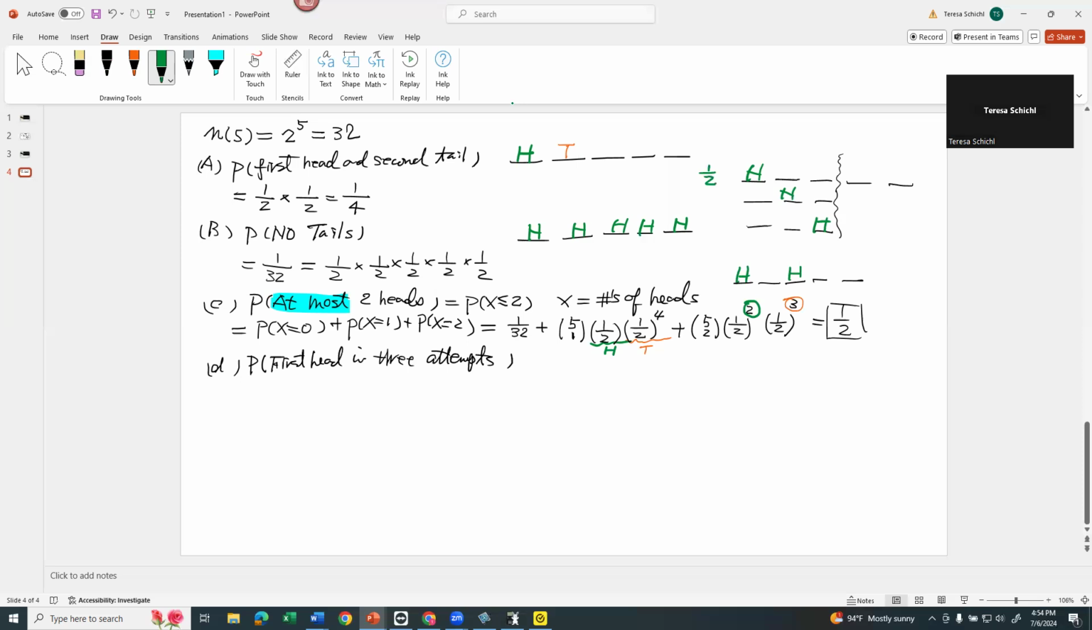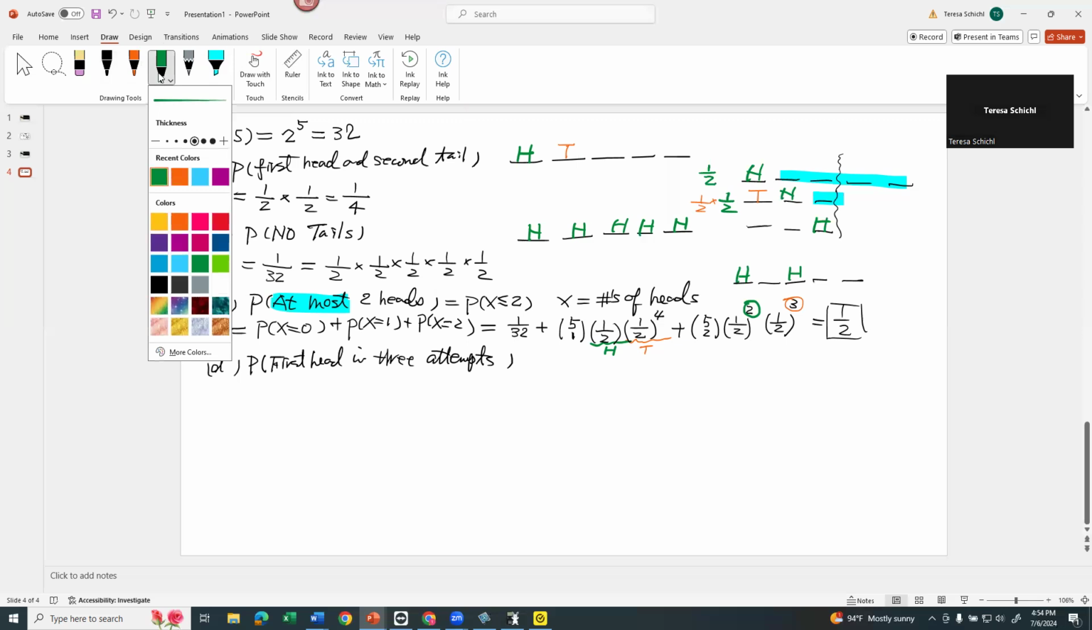Correct? Then for the second ones here, that means my first one has to be a tail. After that, I get my first head. I don't care what the remaining ones are here. So those don't matter anymore. This doesn't matter anymore. So what is the probability here? The probability here will be 1/2 times 1/2, right? So it's 1 tail.